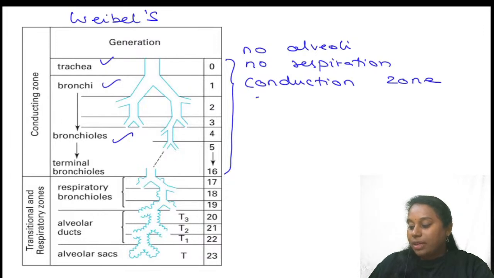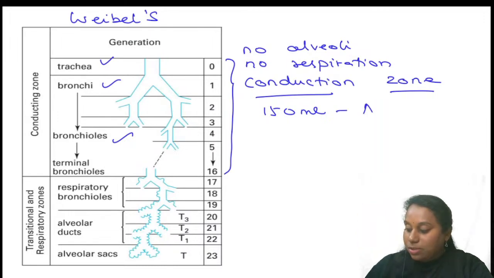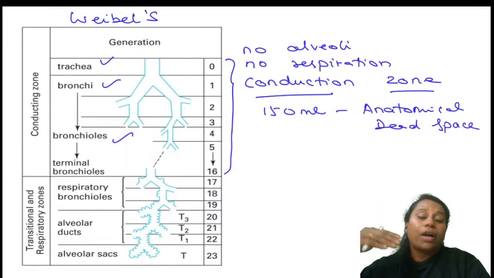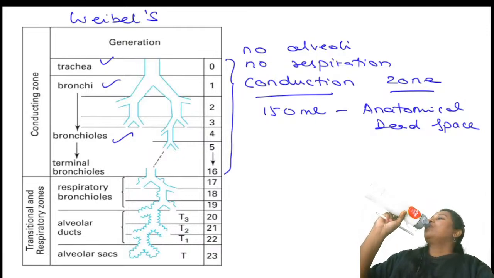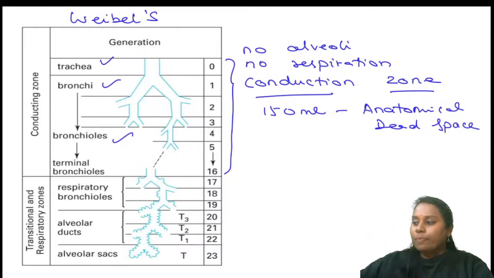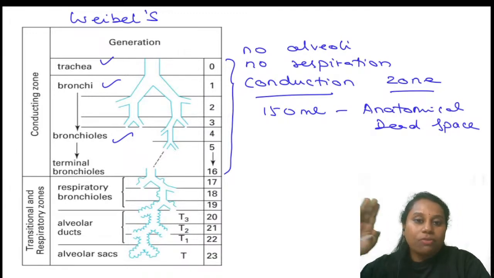All of us have a conduction zone of 150 ml. Actually, there is no use of this space because it is not taking part in gas exchange. It is not doing respiration. So it's a waste of air. You can call it a dead space or anatomical dead space. Anatomically, trachea and bronchi are meant only for conduction, not for gas exchange. All of us have trachea and bronchi. So all of us have an anatomical dead space of 150 ml.